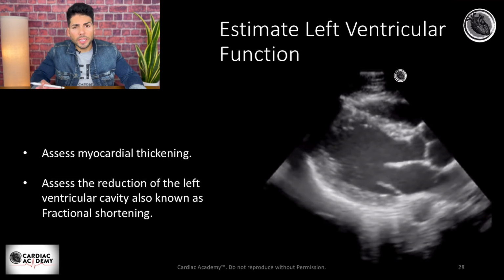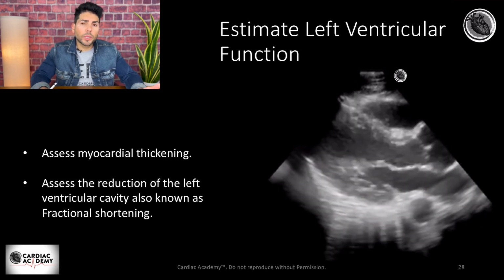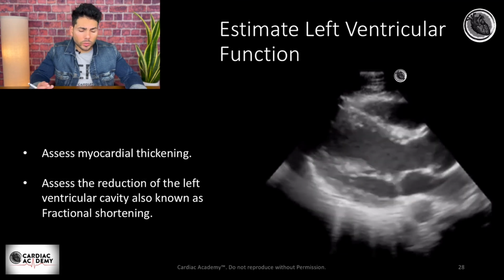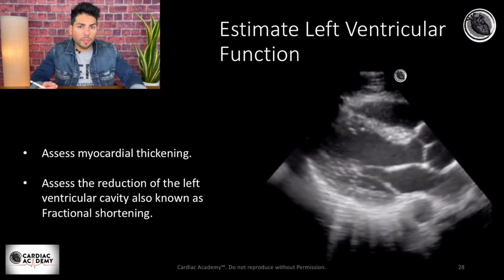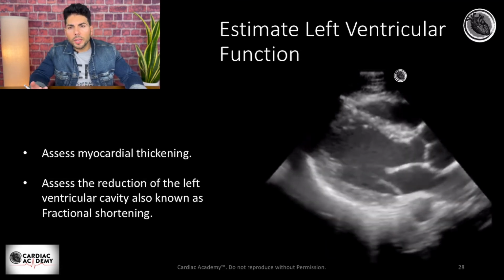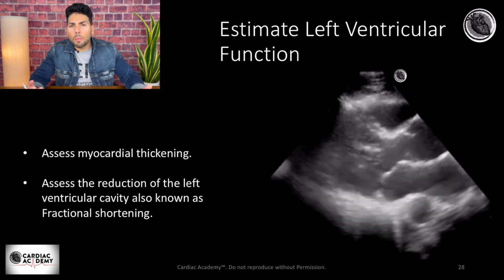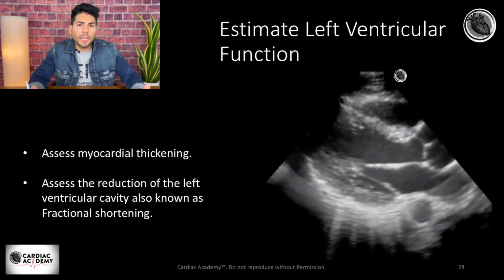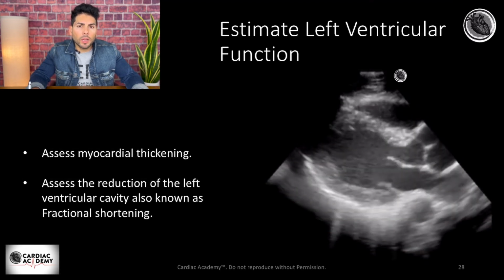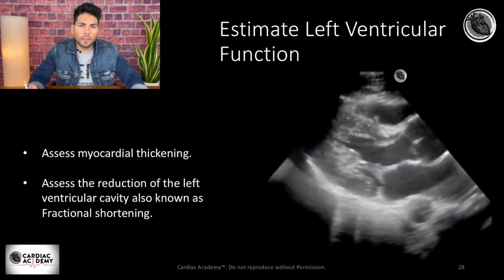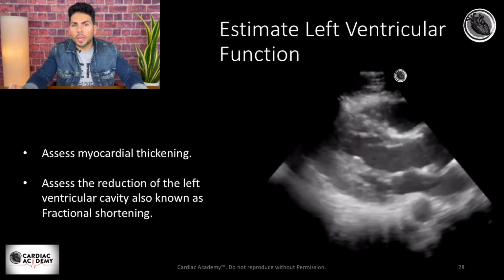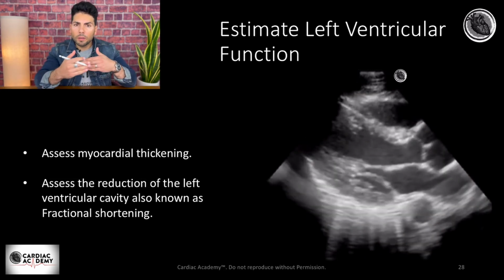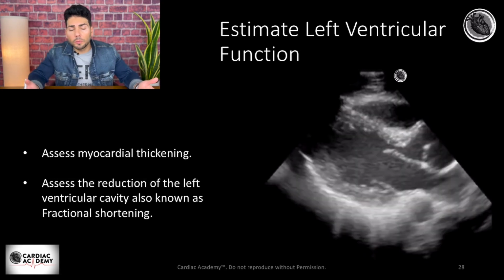So we talked about the EPSS. There are other things we can look at in case someone has a calcified mitral valve. We can look at the myocardial thickening. The myocardial thickening just means how much the muscle is thickening during systole. Just like any muscle in our body, when we work out, for example doing bicep curls, your muscle gets shorter and thicker. The same thing happens to the ventricle.